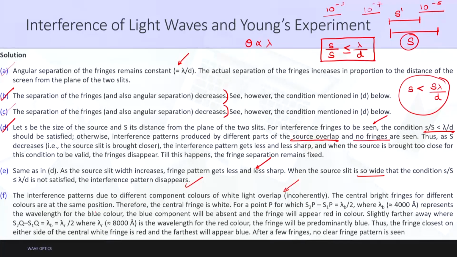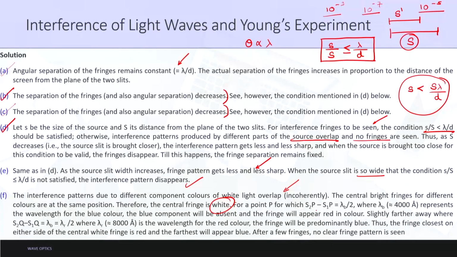The central bright fringe for different colors is at the same position, quite evident. Therefore, the central fringe is white, because everything gets mixed up at the center position, as the angular separation is the same. But what will happen in the subsequent parts? For the point P, for which S2P minus S1P is equal to lambda B by 2, where we assume lambda B is 4000 Angstroms, representing the wavelength of blue color, the blue component will be absent and the fringe will appear red in color.